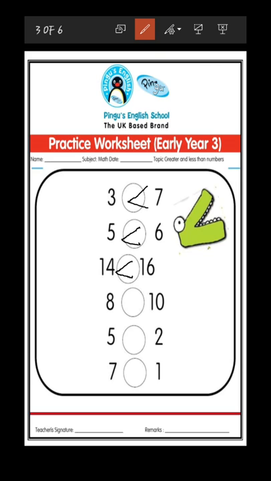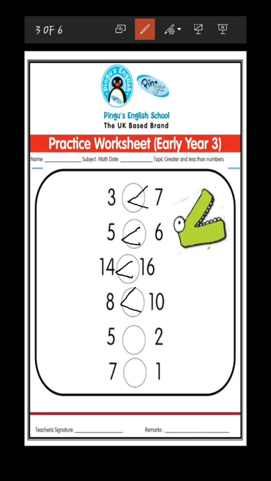Next is 8 and 10. 8 is less than 10 and 10 is greater than 8. So we can make the face of alligator towards number 10 because 10 is the greater number.